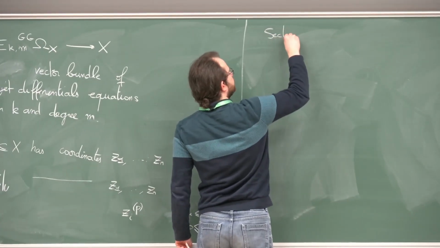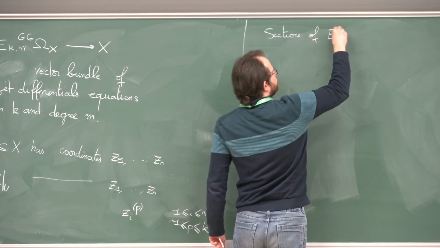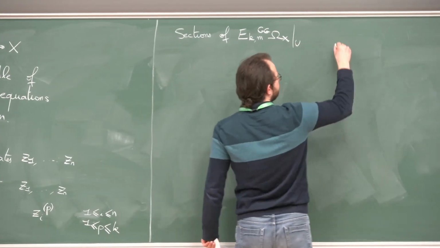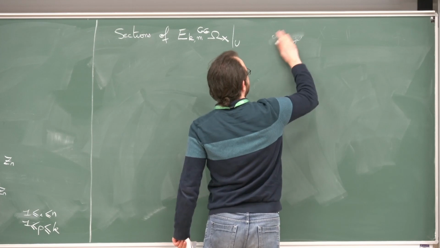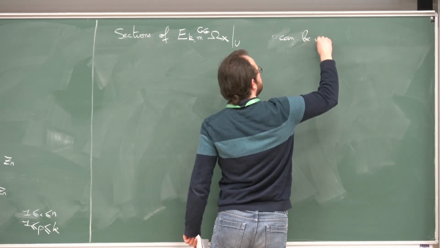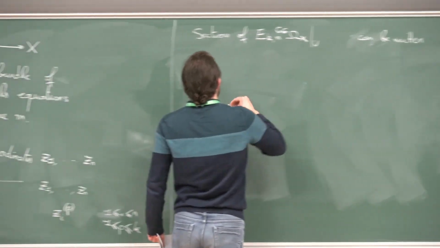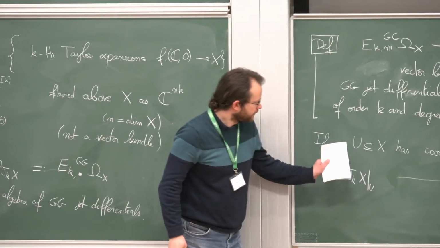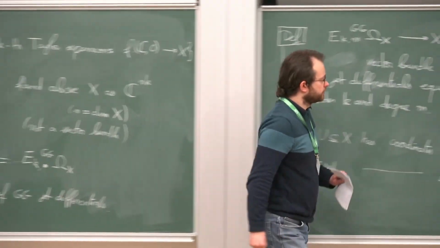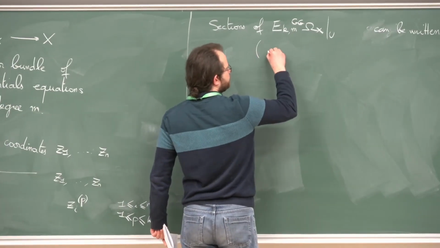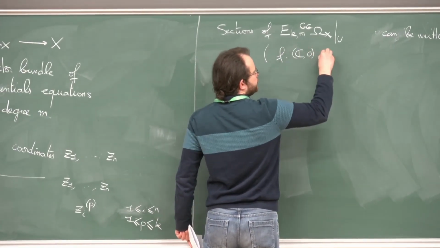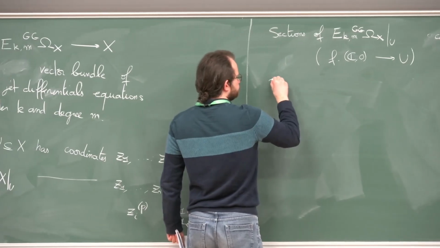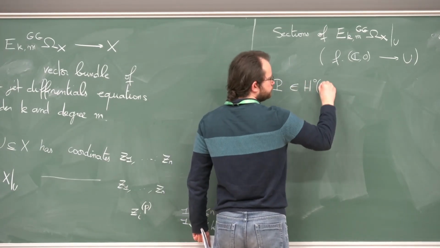And the sections of the Green-Griffith vector bundles of jet differentials over U can be written as, you can see them as differential equations that you can apply to curves arriving in U. So if I pick, say, a germ of curve arriving in U, then to write the expression of the section, let me pick a section on U.